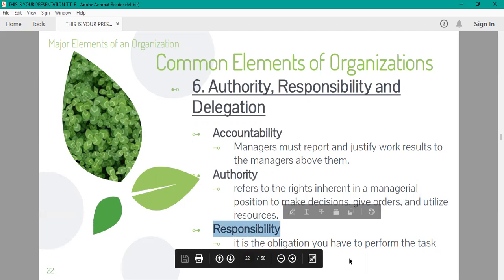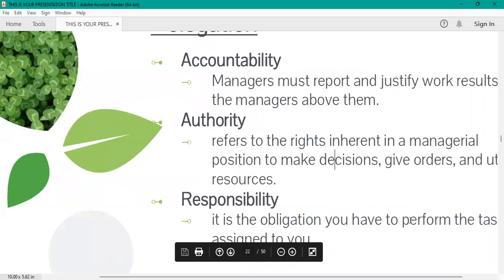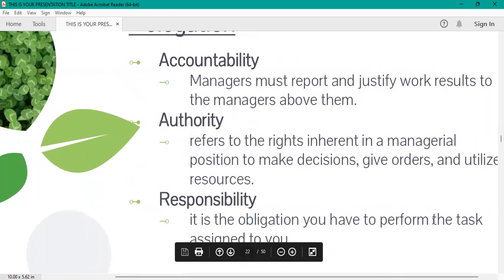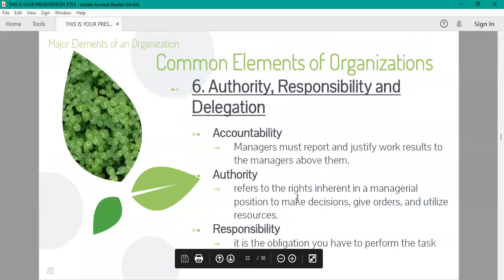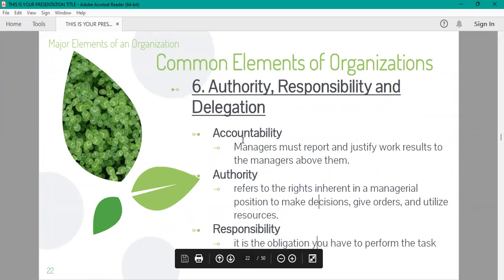Lastly, we have responsibility. It is the obligation you have to perform the task assigned to you. Your responsibility is also part of your etiquette, in which you need to be responsible for the task given to you, the people under you, and so on. So you need to perform. Given you are part of the organization, you need to play your part.